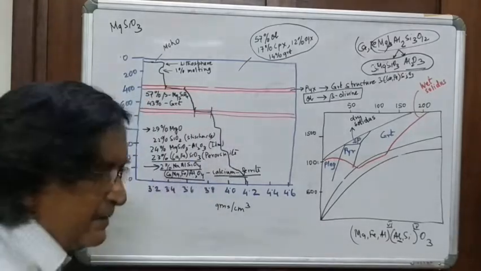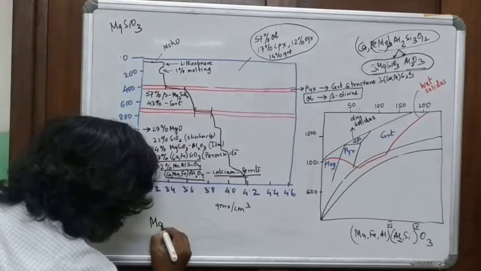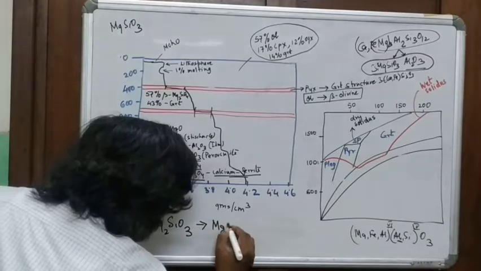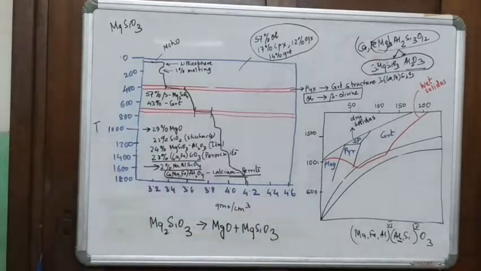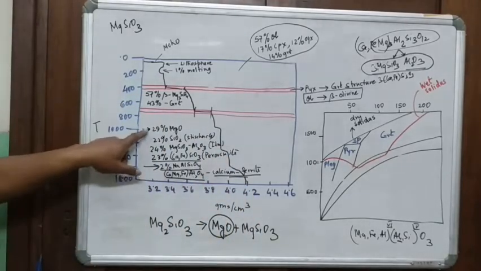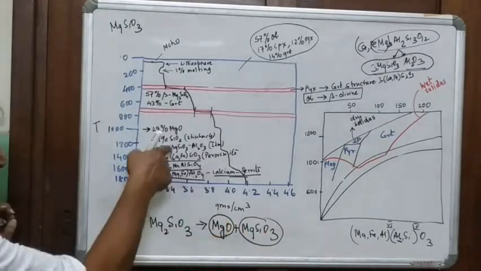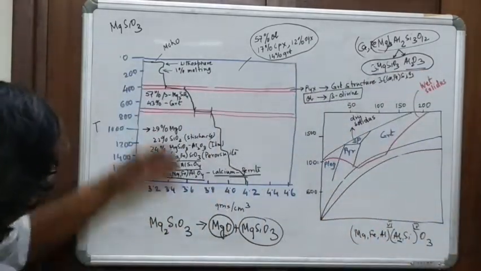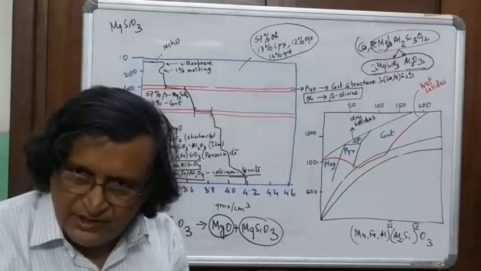You can ask me, where did MgSiO3 come from? Here you can see, if you have Mg2SiO4, this you can break down to MgO plus MgSiO3. You see that? This MgO is very close here. And this MgSiO3 is no more a pyroxene but an ilmenite structure. So these are the transitions that are occurring at 670 kilometers depth.